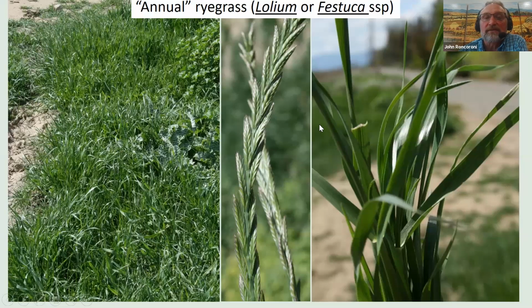Annual ryegrass or perennial ryegrass, for years it was in one genus, and now it's moved to another genus. And the geneticists tell us that the annual ryegrass has bred with the perennial ryegrass. So there are all different kinds of species, some resistant to several different herbicides. And it's a very aggressive grass.